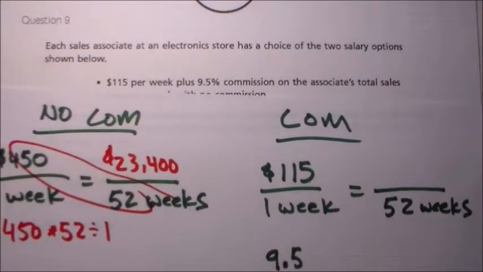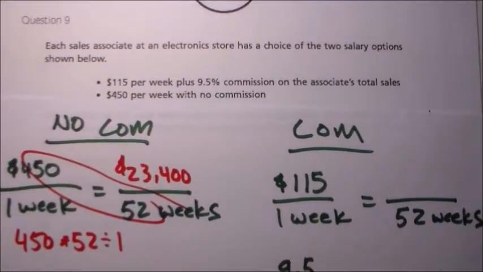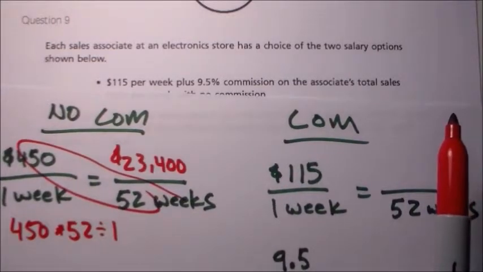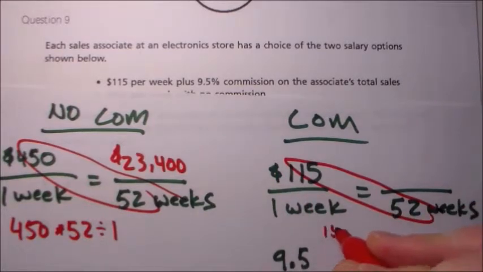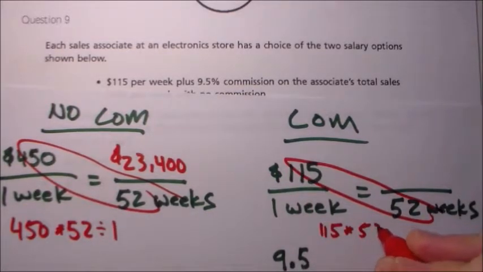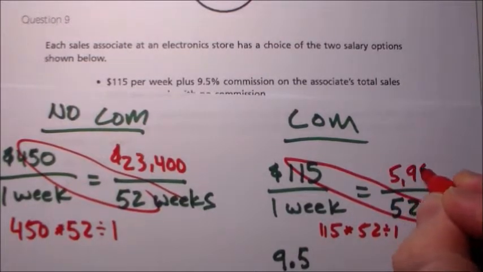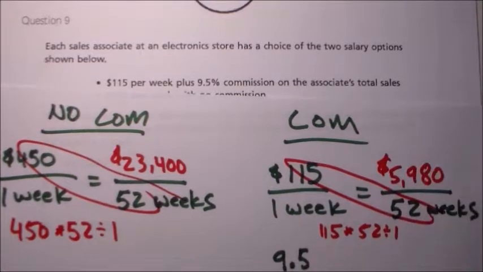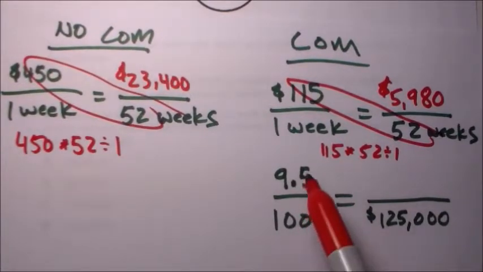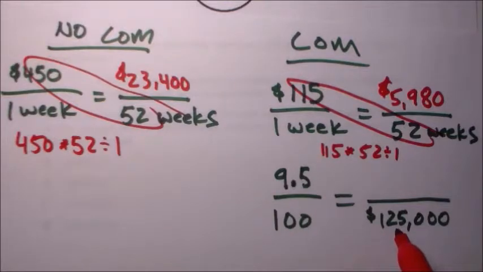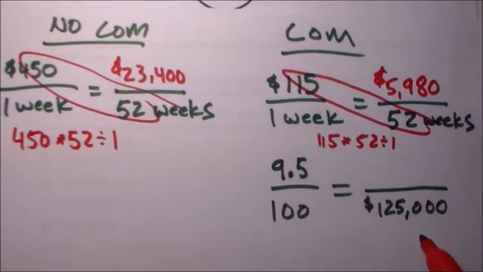Okay, your other option is I want to get a commission on top of $115 per week. So $115 per week times 52 weeks. Let's cross multiply again. 115 times 52 divided by 1. What do we get? 5,980. And we have to add that to the commission of 9%, so percent over 100, 9% of $125,000. So how do we do that?